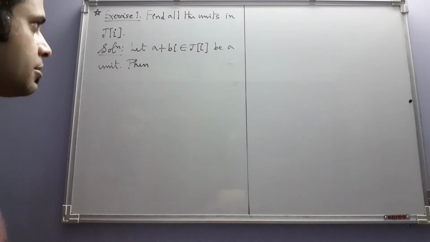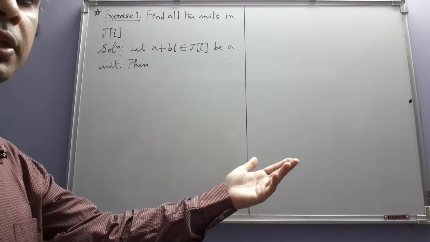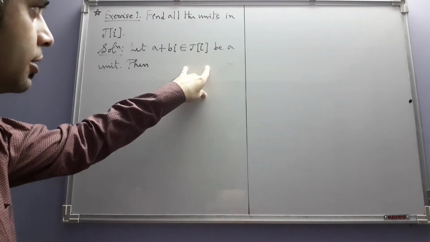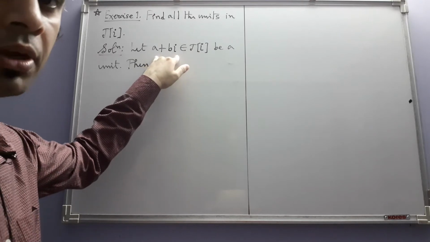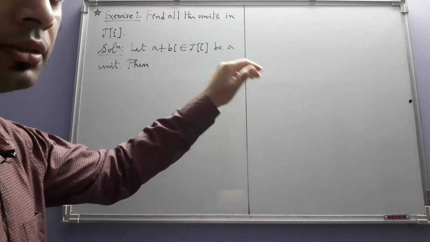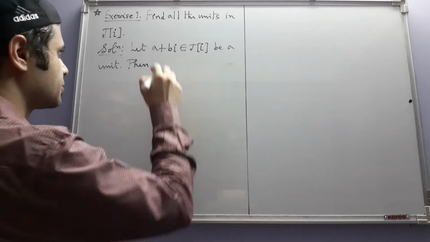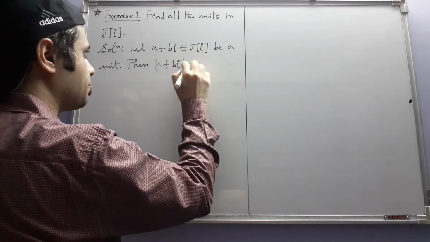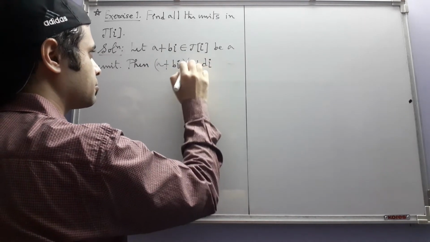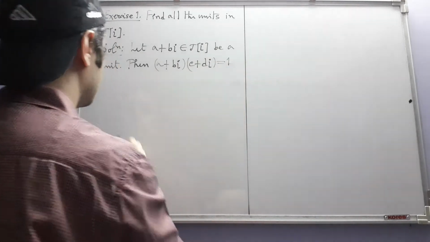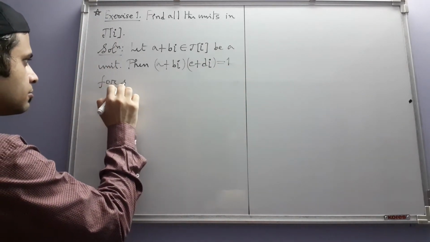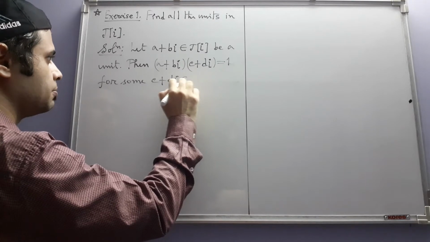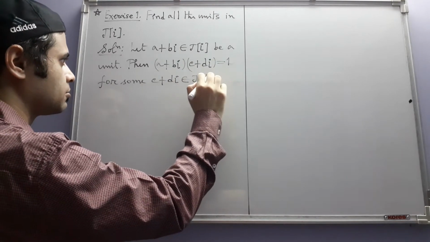what does it mean? It means that a plus bi has its multiplicative inverse also in J(i). That is, there exists a Gaussian integer with which if we multiply a plus bi, then we will get 1, the unit element in J(i). So then a plus bi times c plus di equal to 1 for some c plus di in J(i).